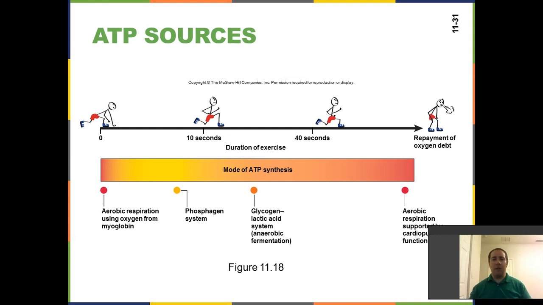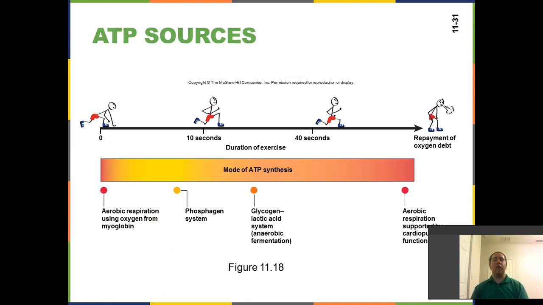aerobic respiration all you want. You make a whole bunch of ATP. However, after about 10 seconds, you run out of oxygen. 10 seconds, that is not very long. After that, we're going to turn to what is called the phosphagen system. We have a slide about that. I think it's the next slide.